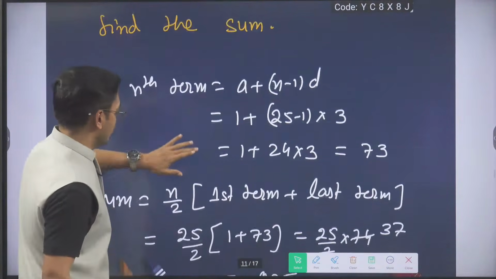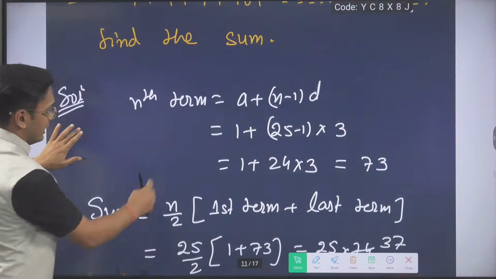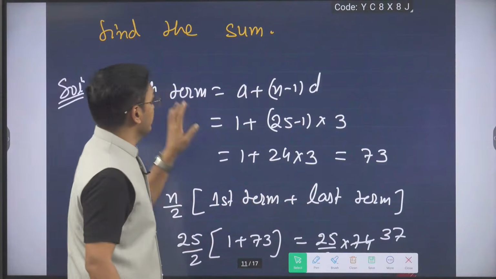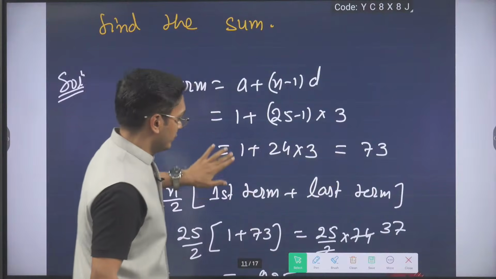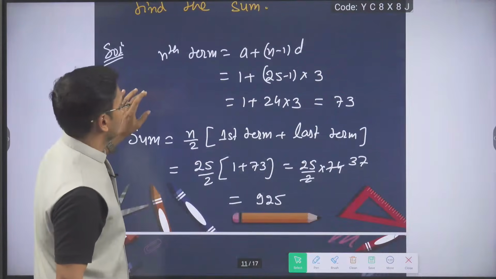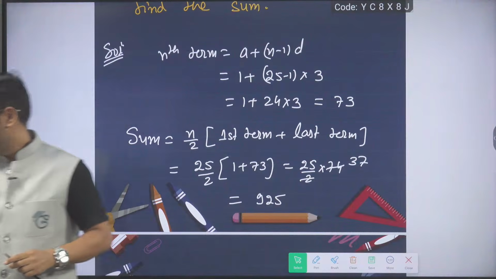And once we know this, then the sum. Sum is what? n by 2 into first term plus last term. First term we already got, 1. And the last term we got how much? 73. We can put it, solve it, and we'll get the answer. So note it down fast. Quickly note it down.